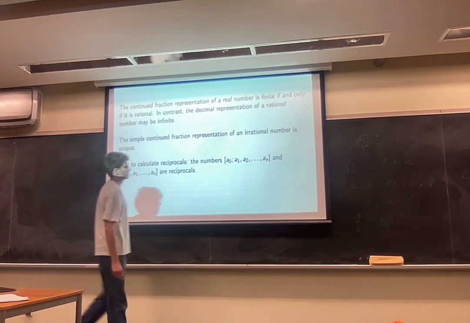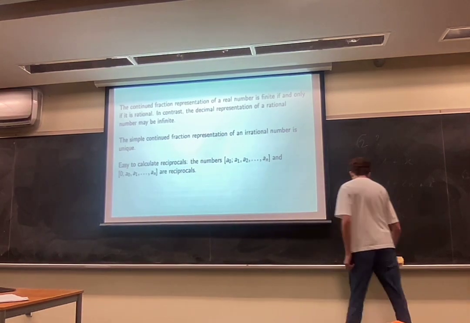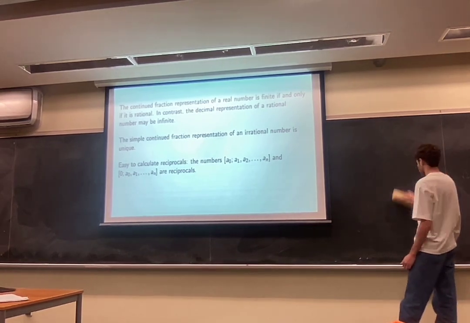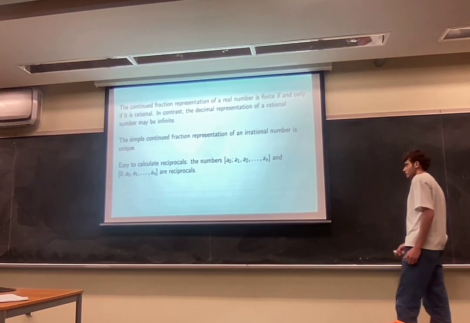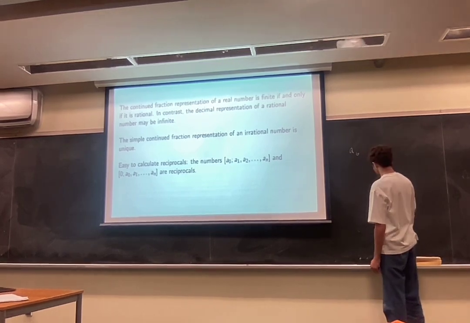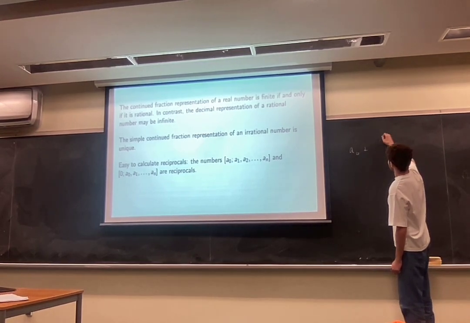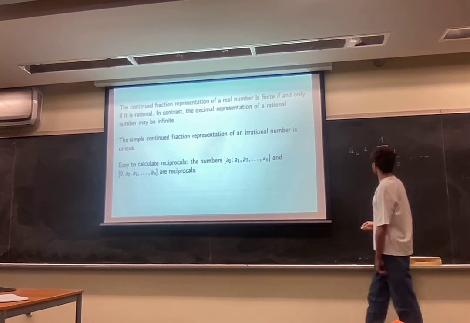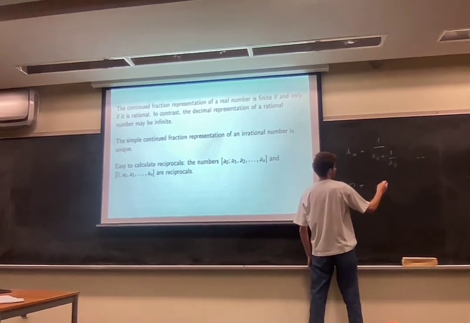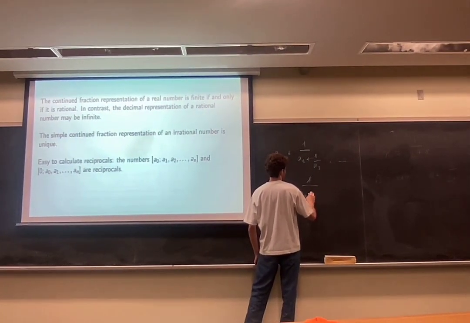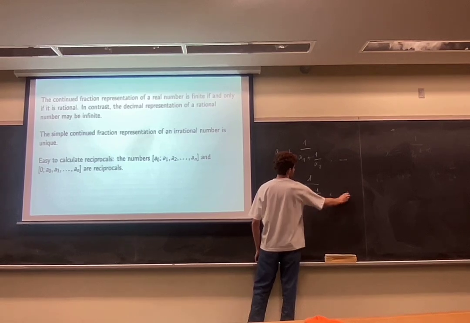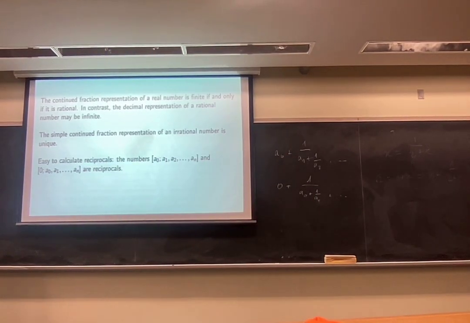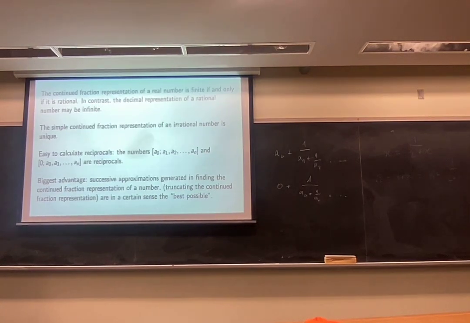It's also really easy to calculate reciprocals, right? If you have some continued fraction, then simply shifting your sequence of denominators to the right and then adding 0 gives you the reciprocal. So if you have A0 plus 1 over A1, and so on, this number is the reciprocal of 0 plus 1 over A0 plus 1 over A1, which I guess is a neat trick.